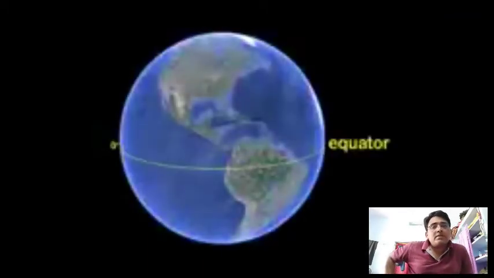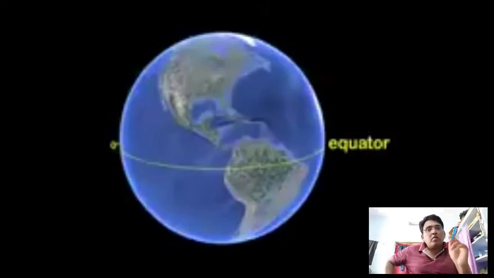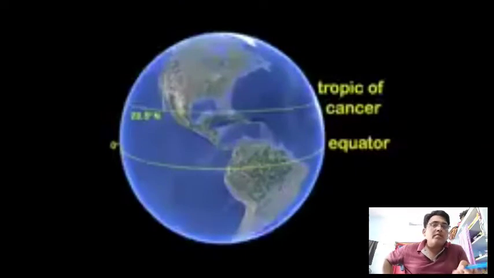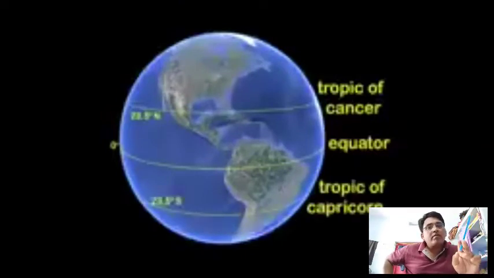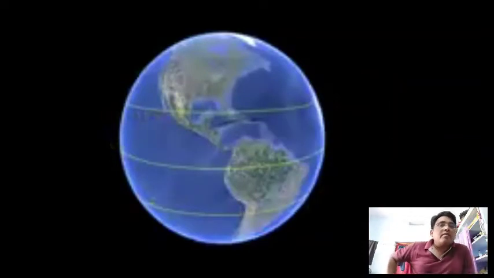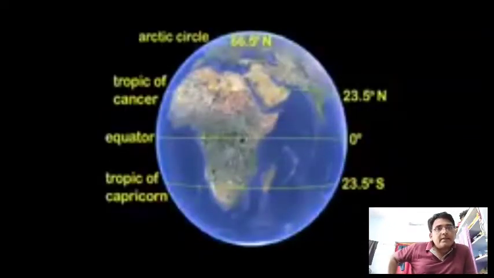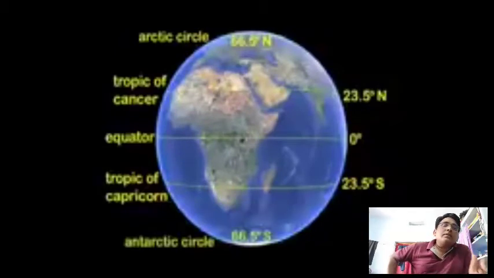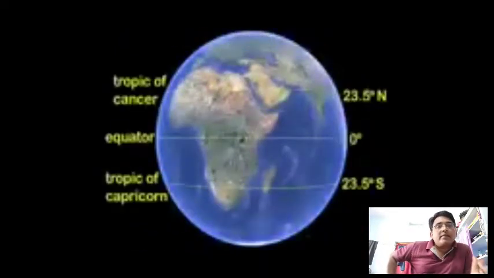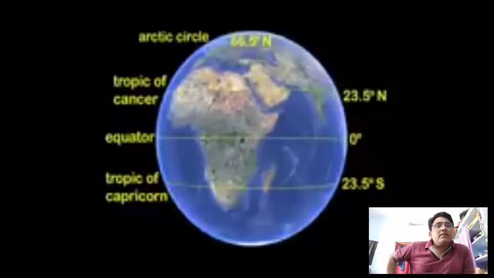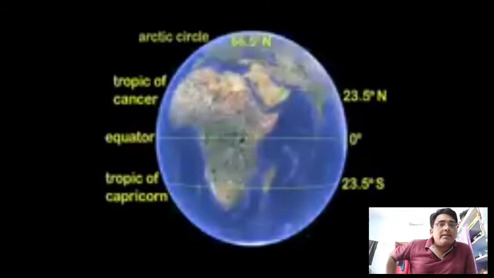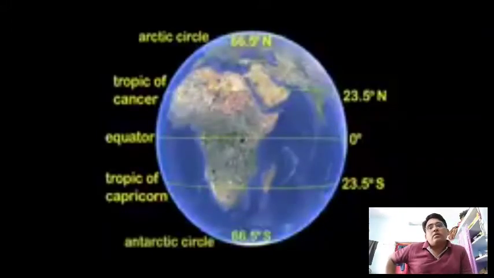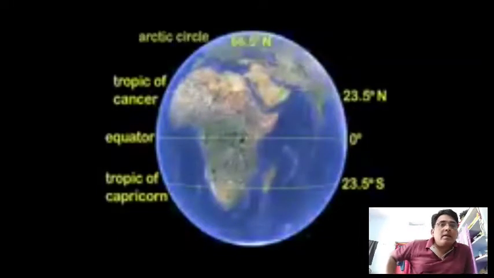0 degree latitude is called the equator. This is the longest parallel line on the globe. And 23½ degrees northern latitude is called the Tropic of Cancer, and 23½ degrees southern latitude is called the Tropic of Capricorn, and 66½ degrees northern latitude is called the Arctic Circle, and 66½ degrees southern latitude is called the Antarctic Circle, and 90 degrees northern point is called the North Pole. 90 degrees southern point is called the South Pole. These are the important latitudes on Earth.